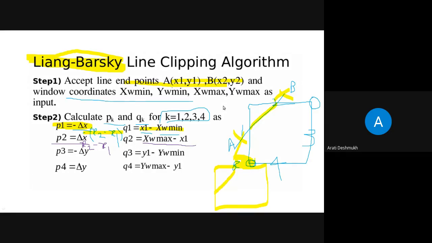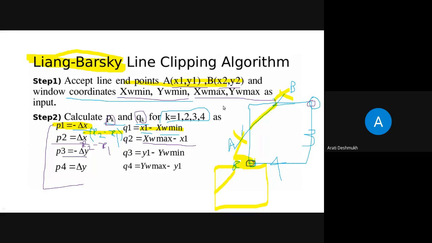First, we are reading the values of A and B, so we know x1, y1, x2, y2. Then we read the values of xw minimum and yw minimum, meaning the window's lower values, and the maximum values, xw max and yw max. After that, we calculate the values of Pk and Qk using these formulas. We just have to put those values in the formula.